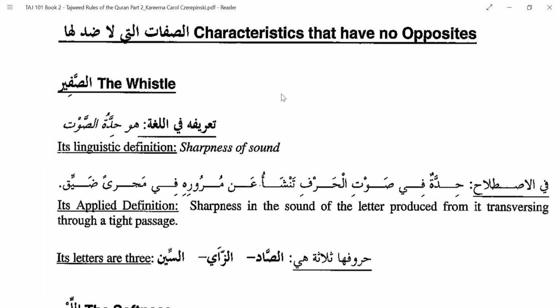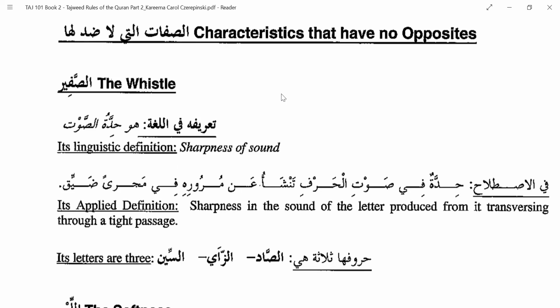Whereas the applied definition, what we want to know in tajweed is حدة في صوت الحرف تنشأ عن مروره في مجرى ضيق, meaning there is a sharpness in the sound of the letter, and it is produced from it traversing through a tight passage. Because of the tight passage, from there the sound is coming. Because of that, there is a sharpness in the sound.